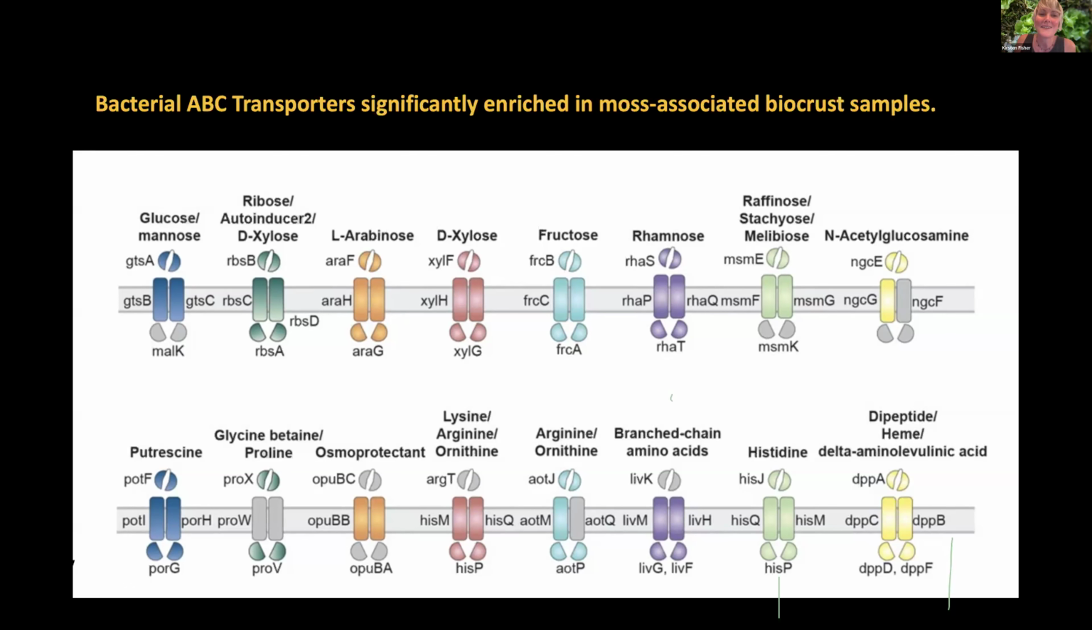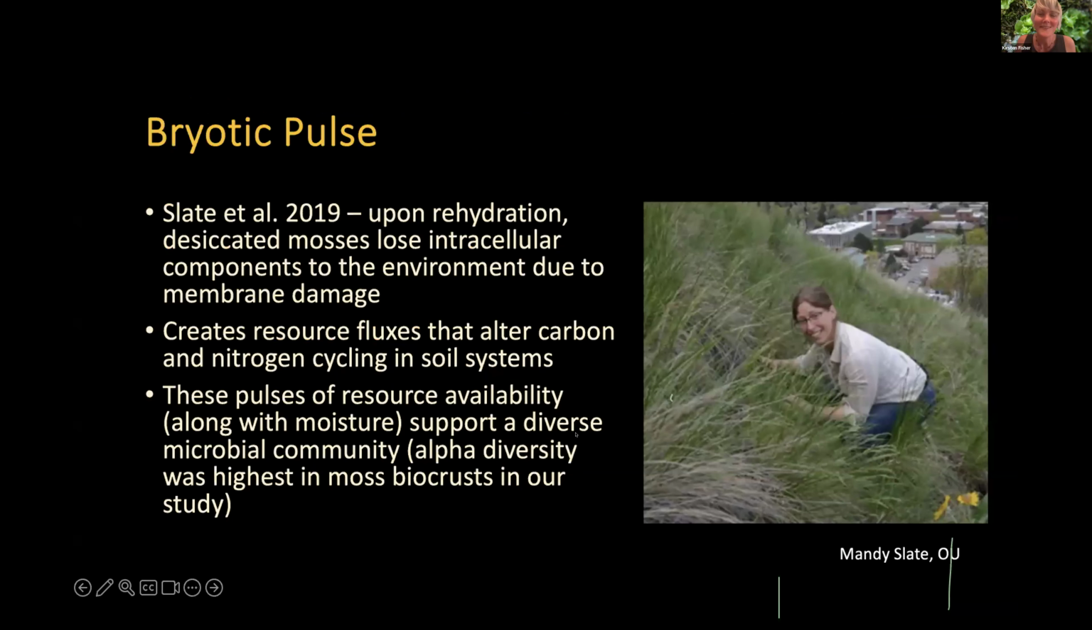It turns out that when bacteria are living with mosses, they have all these different ABC transporters for all the things that mosses are probably giving off during their rehydration cycle, right? I mentioned that their desiccation tolerance is based on repair, but right at the beginning of that repair cycle, their cells are all over the place. Cell membranes are bursting, they're fixing them. But in the meantime, all these important things for bacteria to eat are leaking out of the mosses.